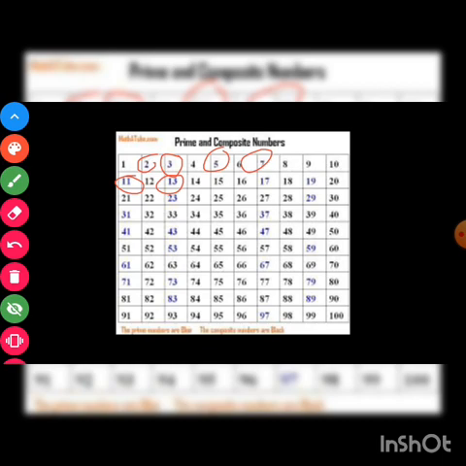In this grid, the numbers in blue color are all prime numbers, and the numbers in black color are all composite numbers, except 1. As you know, 1 is neither prime nor composite. I hope you all have understood. Now let's move to the next topic.